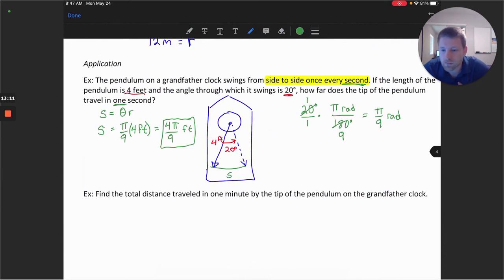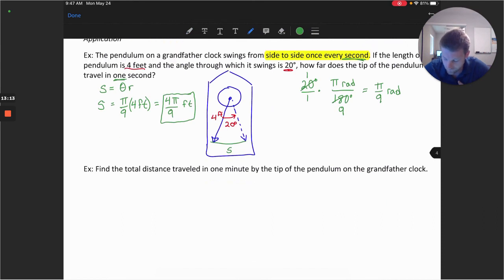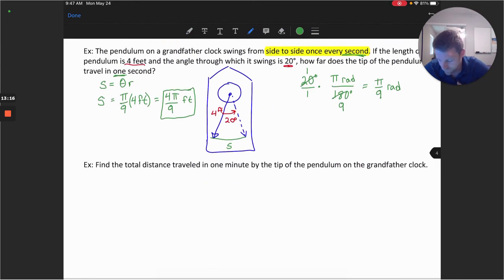Okay, let's take a look at a follow-up example for this. This is asking, in the next example, find the total distance traveled in 1 minute by the tip of the pendulum on the grandfather clock. So if we found how far it travels in 1 second, now we can just consider, what if we wanted it to travel in 1 minute? How far is it going to be traveling? Well, we know the arc length for just a second. Now we can just multiply this by a conversion of 1 to 60 to find how far it's going to go in 1 minute.